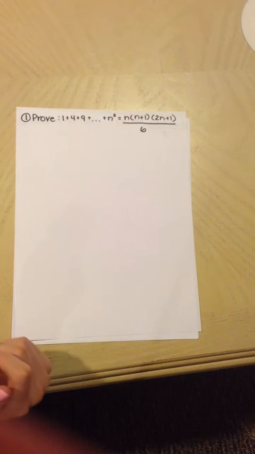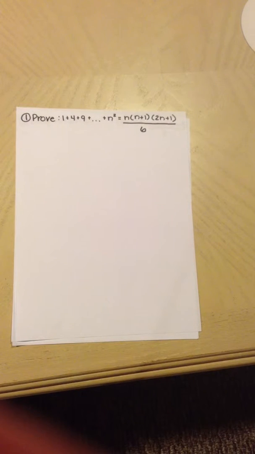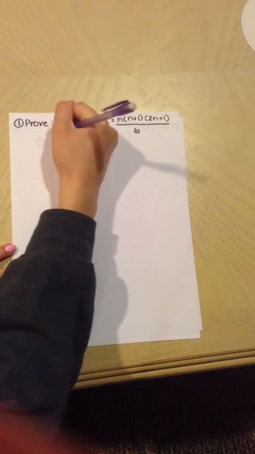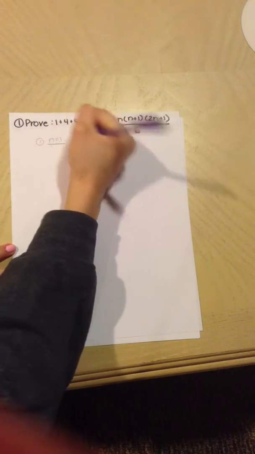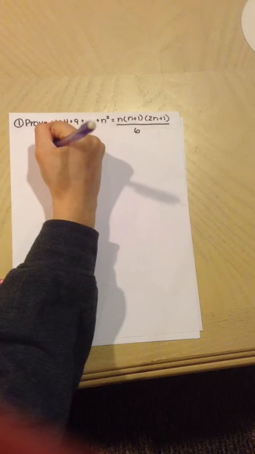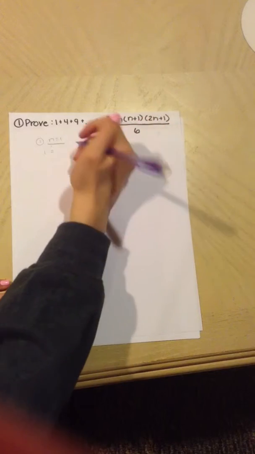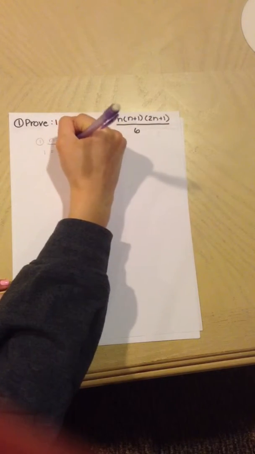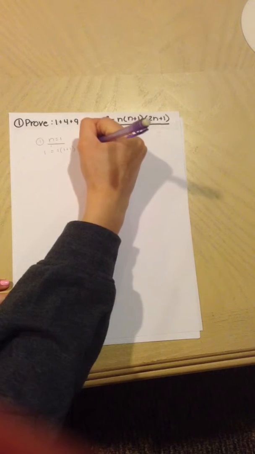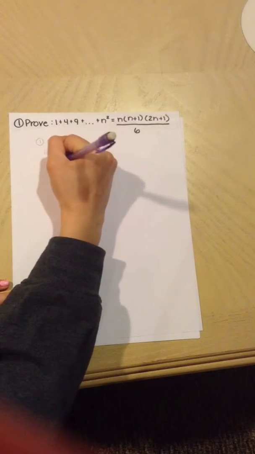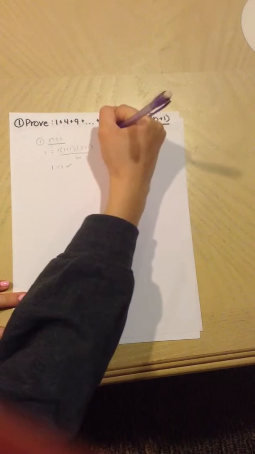So, for this problem, prove that 1 plus 4 plus 9 plus ... n squared equals n times n plus 1 times 2n plus 1 over 6. So for the first step, we're going to prove that it works for n equals 1. So we know our first term is 1. That equals, now we're plugging 1 into here. So it's going to be 1 times 1 plus 1 times 2 plus 1 over 6. So that's going to get you 2 times 3, which is 6 over 6. So 1 equals 1. So it works.